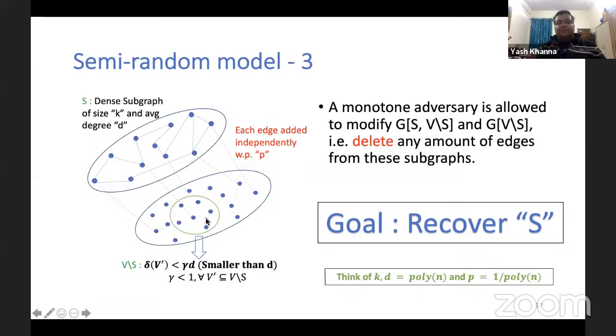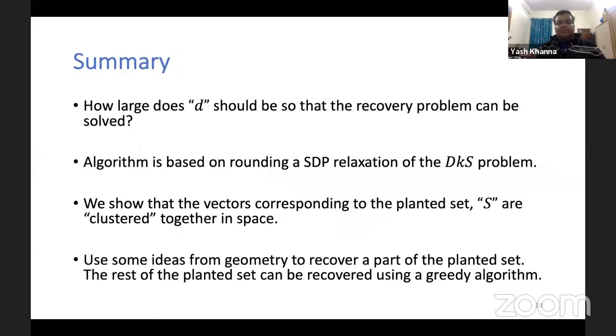And we also study this problem in a third model where we have this property that if we look at any subgraph within V minus S, its average degree is slightly less than D. So it is less than gamma D, you can think of it as some value smaller than D. And this is true for all subsets of such V prime. So we also study our problem in semi-random models, the last two models. To summarize, how large does d have to be so that the recovery problem can be solved? This is the basic question which we try to answer.